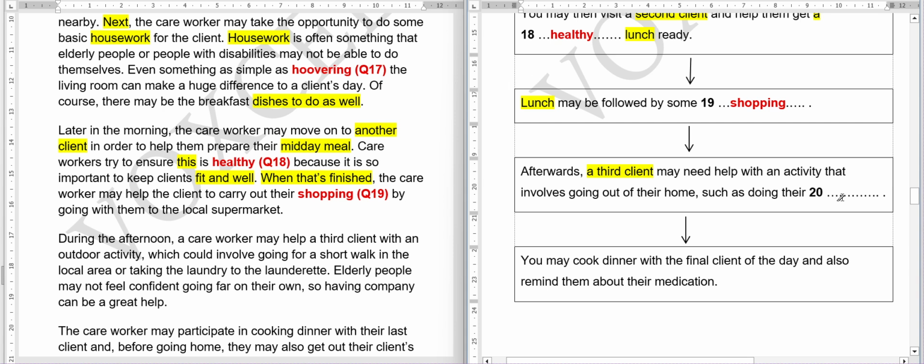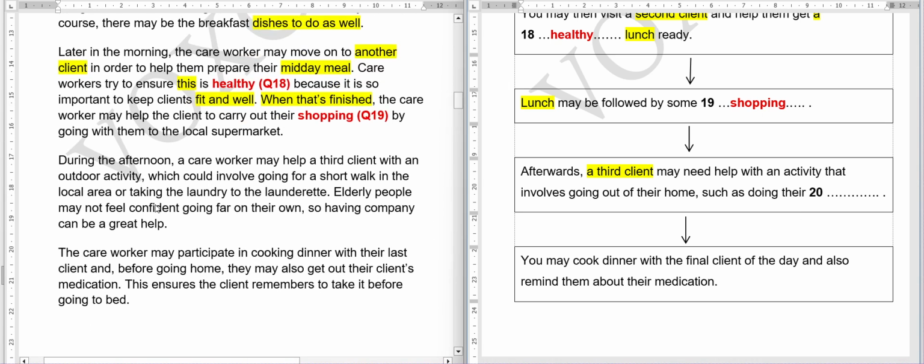Again, here some sort of activity should be mentioned, like doing their exercise or doing their shopping. Shopping has already been marked, so I don't think shopping can be the answer for this. But let's see what kind of activity the third client wants to do. During the afternoon, a care worker may help a third client. So this is our location of the third client with an outdoor activity.